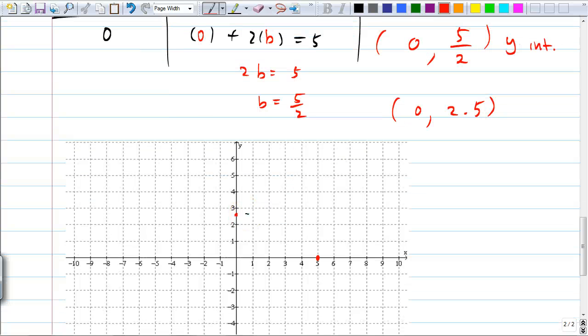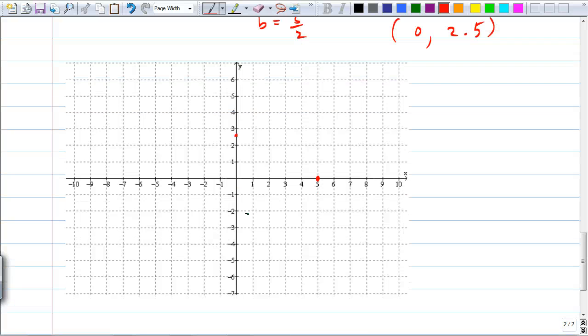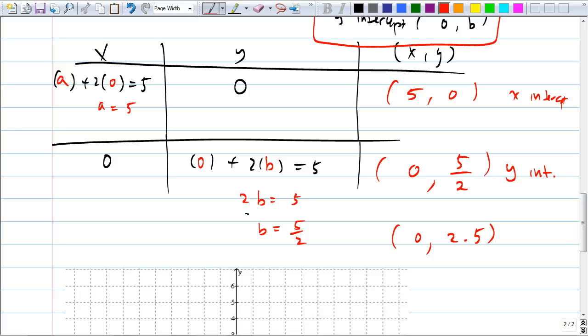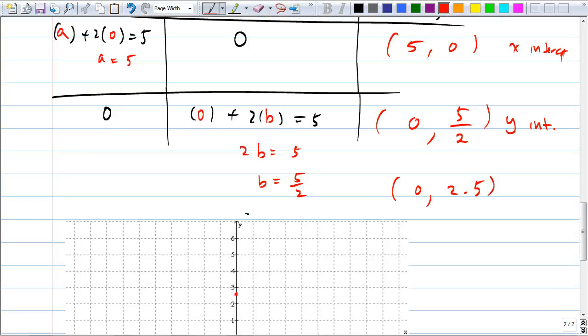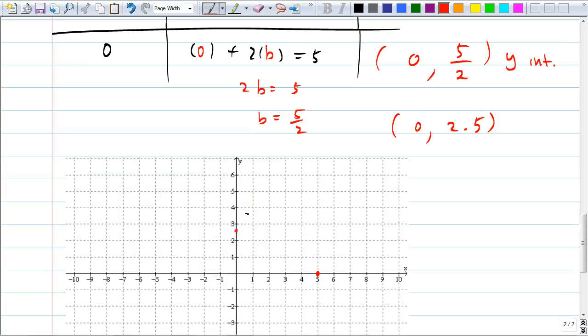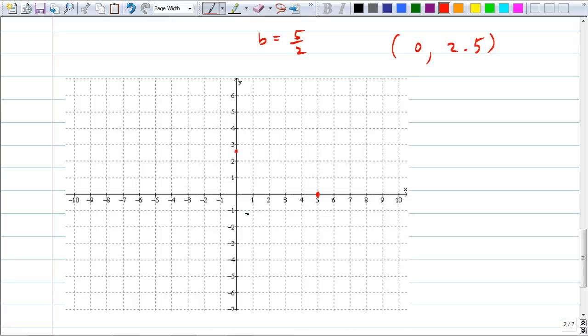Okay, how many people got this so far? How many people got the 2 points like this? 5, 0, that was our x-intercept. We should really say the x-intercept is 5, and the ordered pair for the x-intercept is 5, 0. What is the y-intercept? 2.5. And the ordered pair for the y-intercept is 0, 2.5. So am I done here?